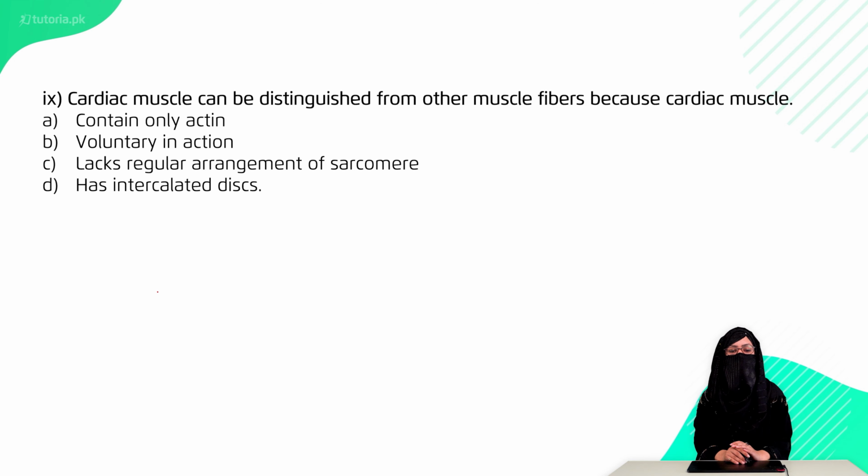Question 9 है the cardiac muscles can be distinguished from the other muscle fiber because the cardiac muscles have option A, contain one actin. Option B, voluntary in action. Option C, lacks the regular arrangement of the sarcomere. Option D, has the intercalated disc. The right option है option D, intercalated disc.